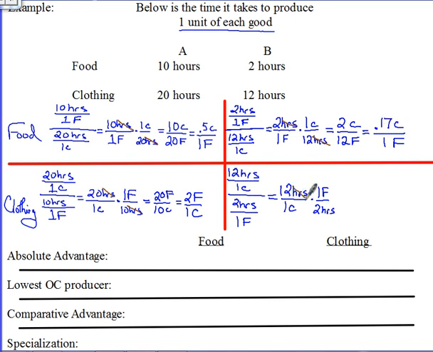Hours are going to cross. So then we get 12 times 1 food, that's 12 food, divided by 1 clothing times 2, which is going to be 2 clothing. So we got what we want. The good that we're analyzing is in the denominator. That's clothing. And then we want to simplify that because we want to get it over 1. So 12 divided by 2 is 6. So we're going to have 6 food given up for every 1 unit of clothing.